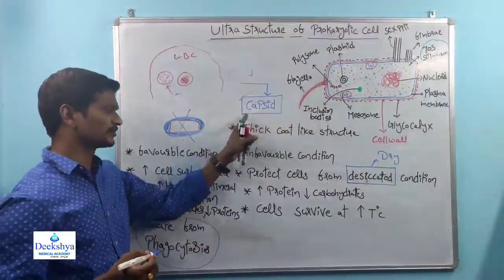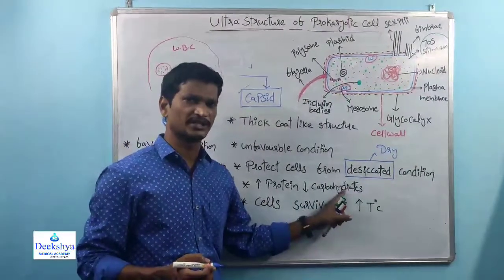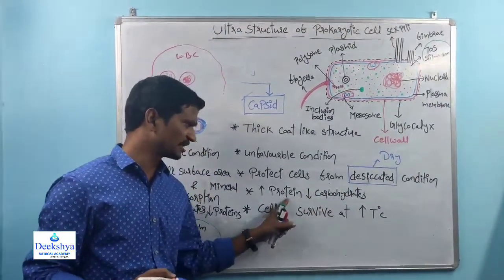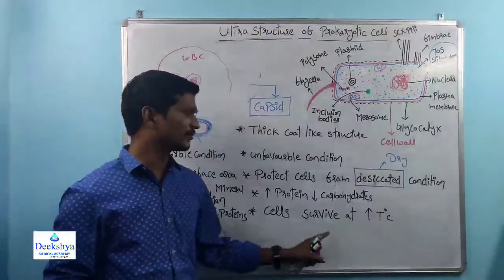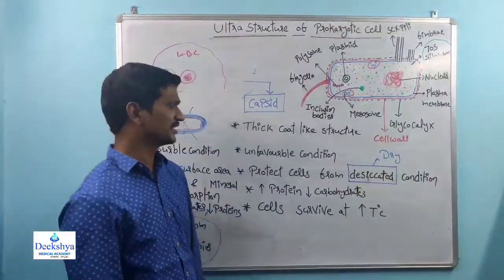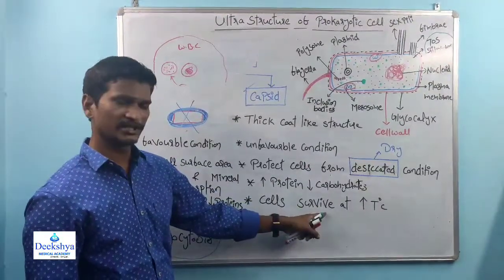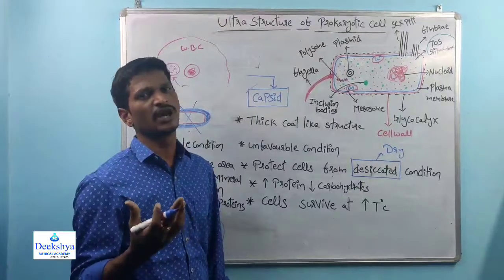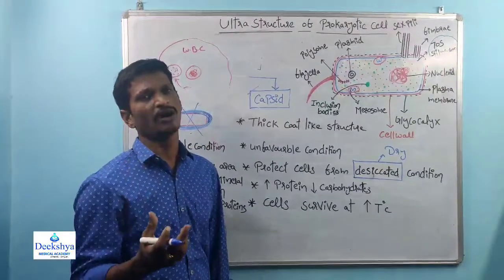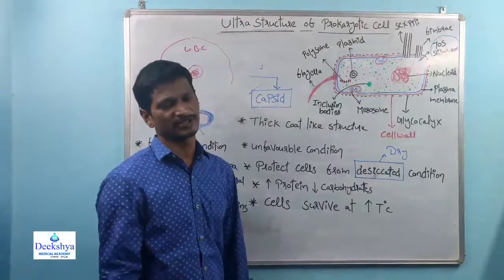And in the composition of the capsid, a high percentage of proteins are there and a less percentage of carbohydrates are there. And the cell survives at a high temperature. I already said, especially the thick coat-like structure is mainly giving resistance to high temperature, right?